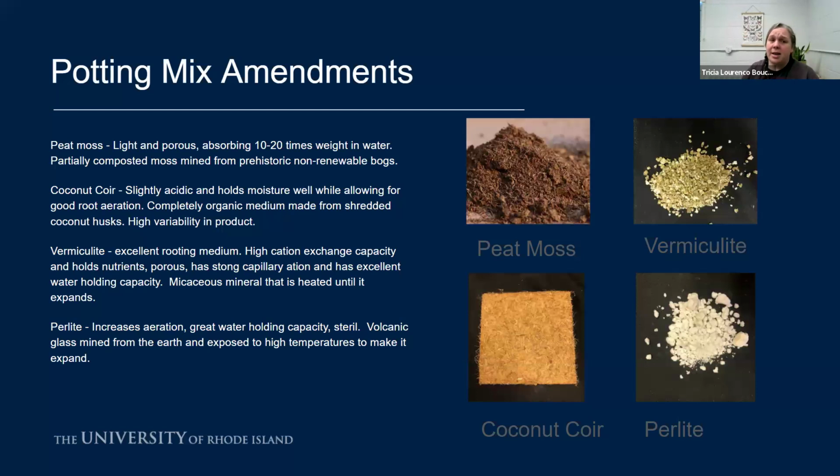Coconut coir is used similarly to peat moss. It is slightly acidic and holds moisture well, just like peat moss. It allows for good root aeration. It's an organic medium made from shredded coconut husks, but there's a high variability in product, and it's also put on a boat and shipped from like Sri Lanka, so there is a carbon impact there as well.